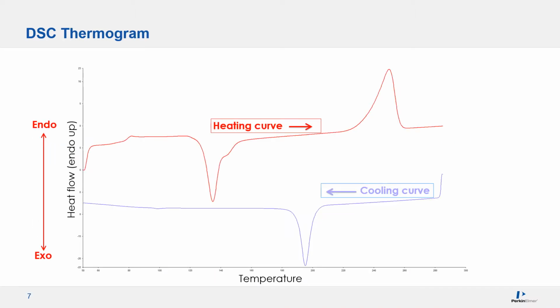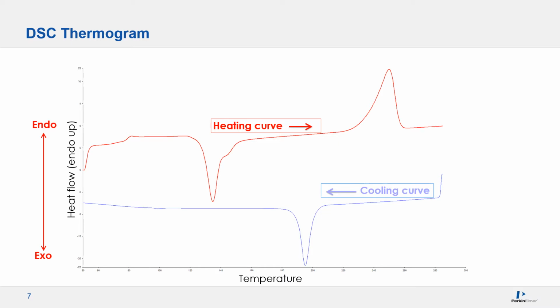What you see on this slide is a typical DSC thermogram consisting of a heating curve and a cooling curve. It's important to define the heat flow directions. As you see on the left, we usually use the endo up, exo down notation, meaning an upward peak is endothermic and the transition absorbs heat when it occurs. A downward peak is exothermic. The transition releases heat as it happens. Different DSC software has different default settings, so you have to keep that in mind.